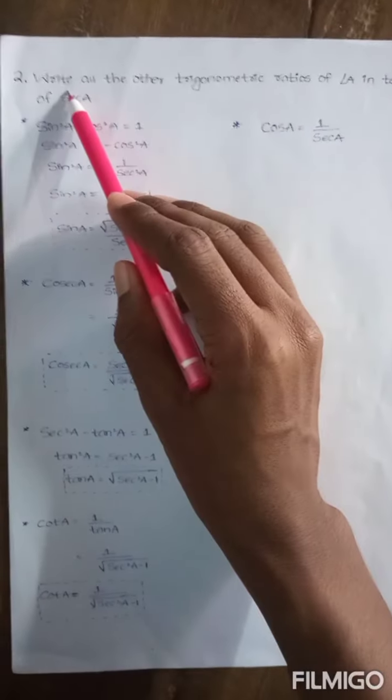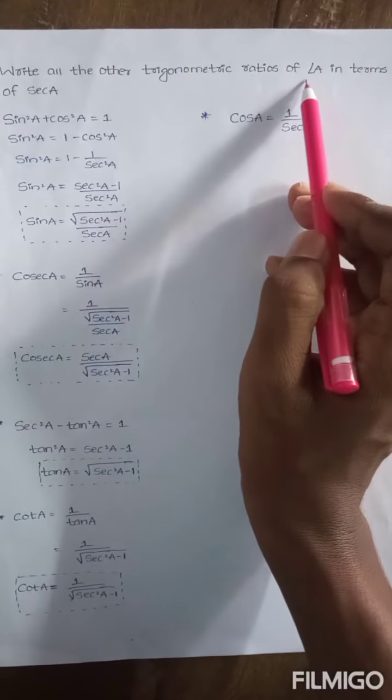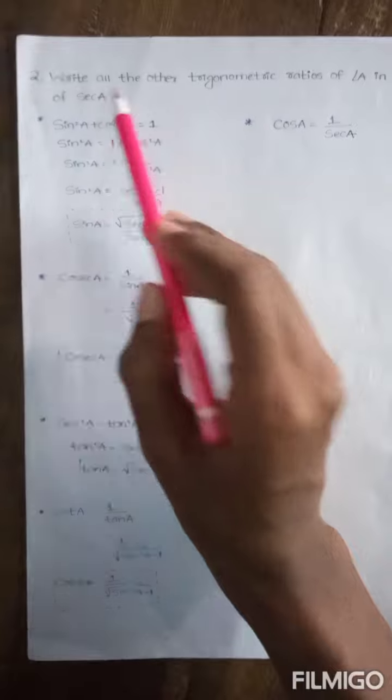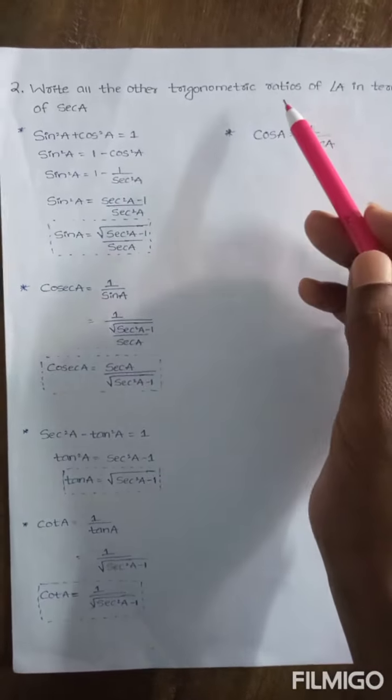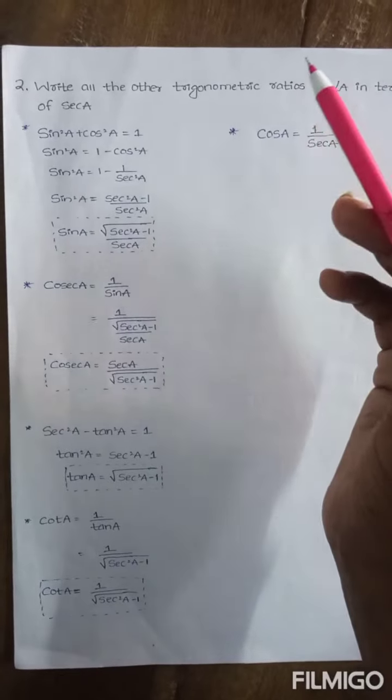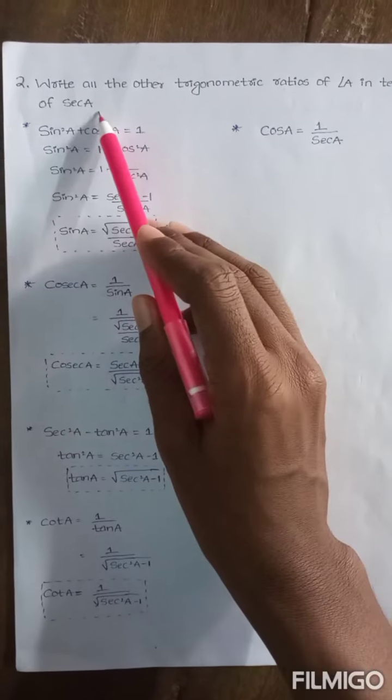Second one is: write all the other trigonometric ratios of angle A in terms of sec A, which means here we need to define all the trigonometric ratios, that is sin theta, cos theta, cosec theta, tan theta and cot theta in terms of sec theta, right?